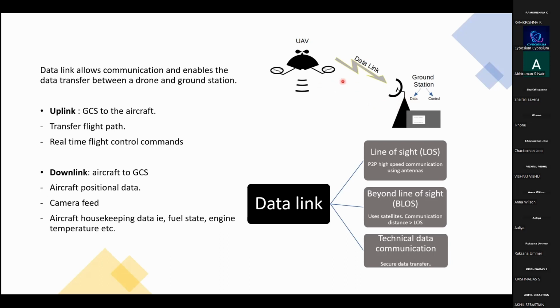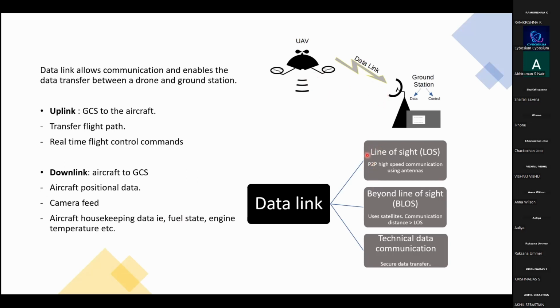This is uplink. And there's one more thing called downlink, where the data goes from aircraft to ground control station. Here the aircraft is sending its positional data and camera feed, and this information is received by our ground control station. Along with that, it sends housekeeping data like fuel state, if it runs on fuel, otherwise battery percentage, how much battery is remaining, or engine temperature if there is an engine. That information gets propagated via downlink.